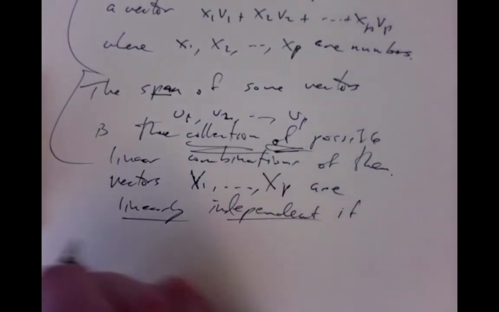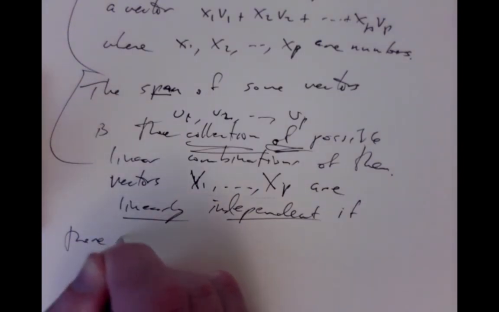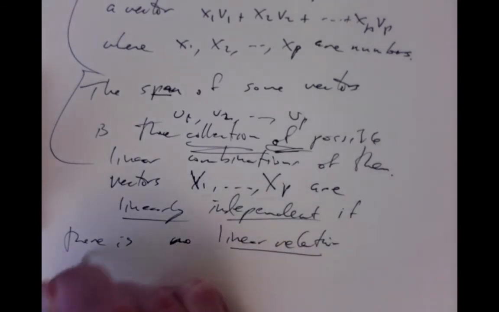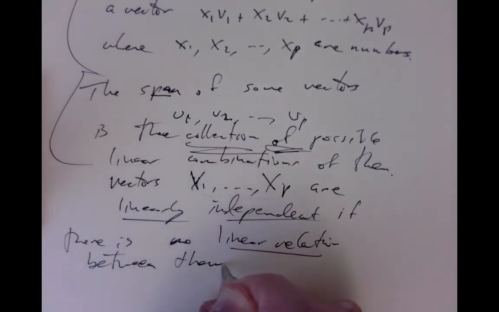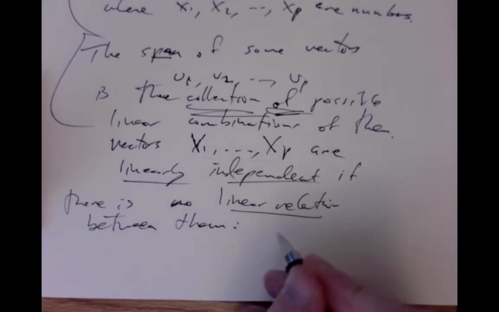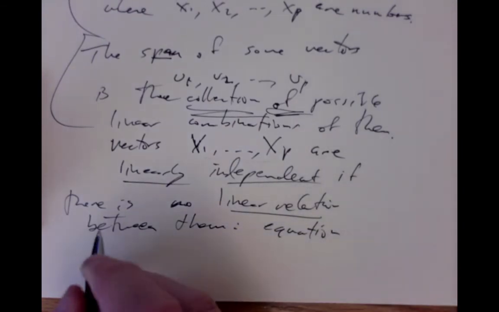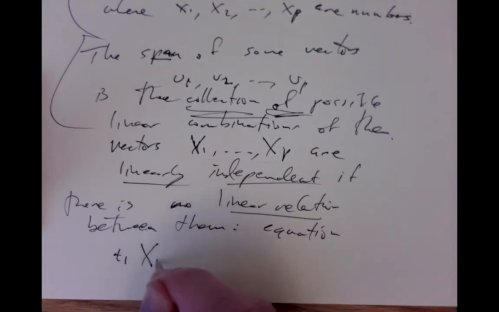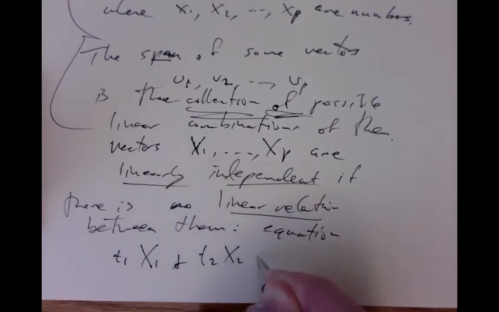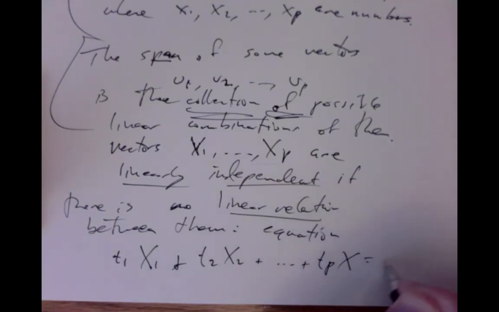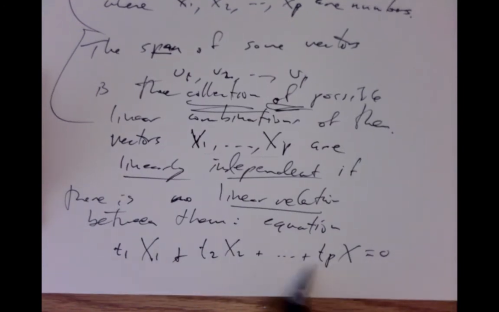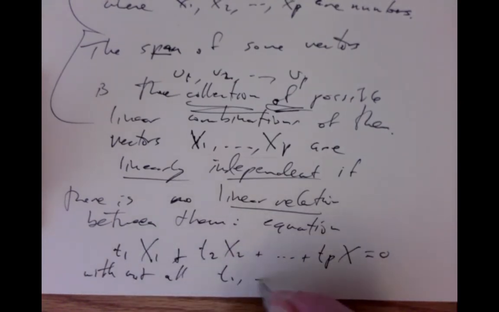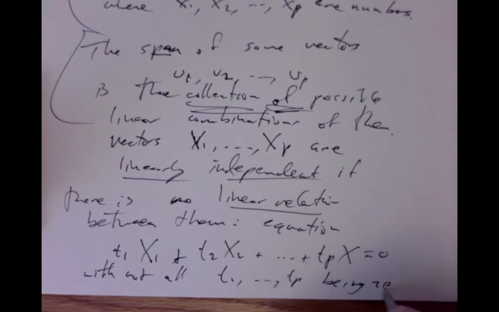They're called linearly dependent if there is a linear relation between them. What's a linear relation? That's to say an equation that they satisfy: some number times the first one plus some number times the second one plus dot dot dot. So a linear combination vanishing. Somehow you can make up zero out of them with not all of the numbers t1 to tp being zero. So that's called a linear relation.